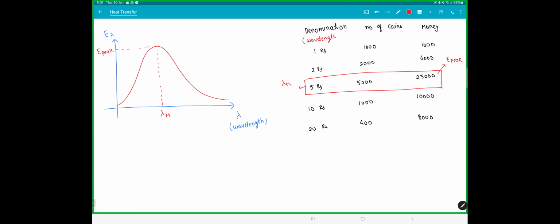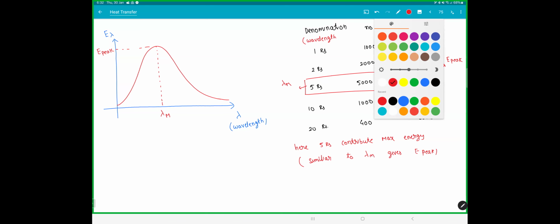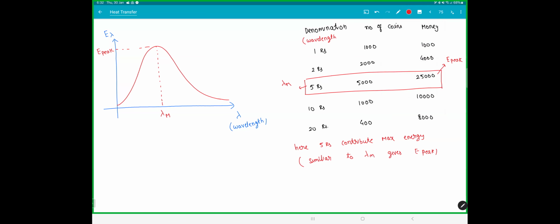Does that make sense? So this is just an analogy. Here the 5 rupee coin contributes maximum energy. This is similar to lambda m giving maximum E peak. And the number of coins is like the number of photons, and this money is nothing but E lambda. This is the money in a particular denomination.